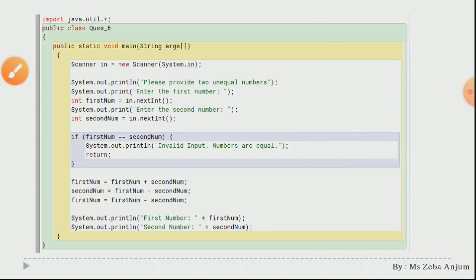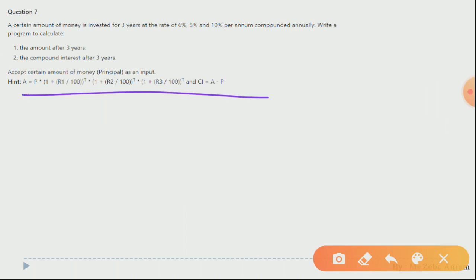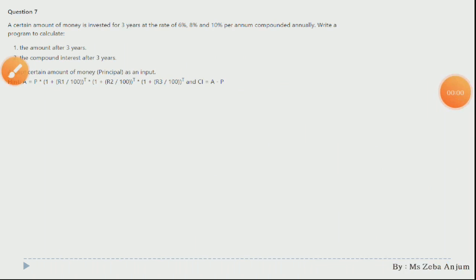Okay, moving forward, see the seventh question. A certain amount of money is invested for 3 years at rates of 6, 8 and 10 percent per annum compounded annually. Write a program to calculate the amount after 3 years and the compound interest after 3 years. For both these things you have the formula. You just have to put the formula in the program and find the answer.